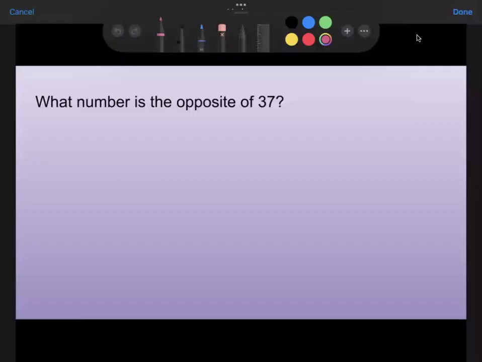Okay, here's our last example for today's video. What number is the opposite of 37? To use the shortcut, that means I'm going to take the number I was given and give it the opposite sign. So 37 was the number I was given, and I'm going to make that a -37.